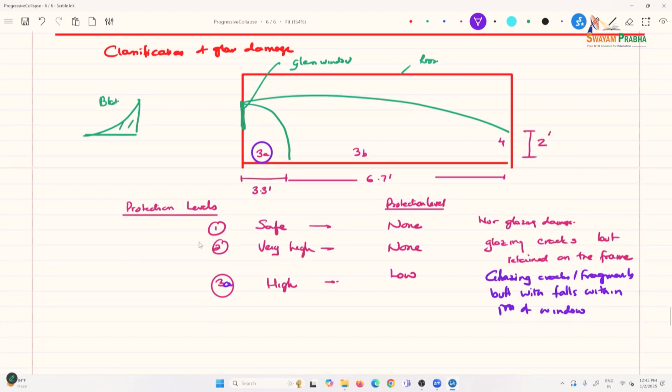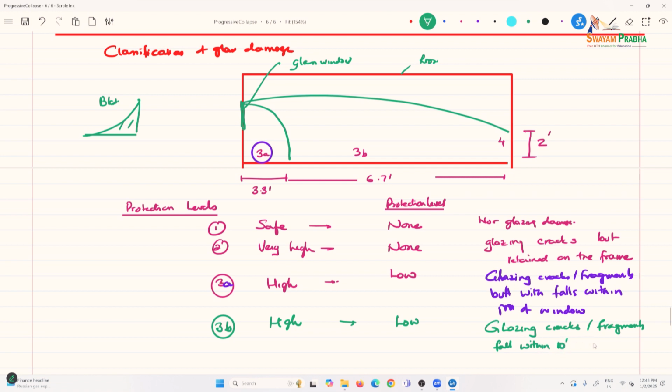So that's the protection level. Then 3B is the next protection level. This is also high protection level. This is low. Now the 6.7 is basically saying glazing cracks and fragments fall within 10 feet of the window.